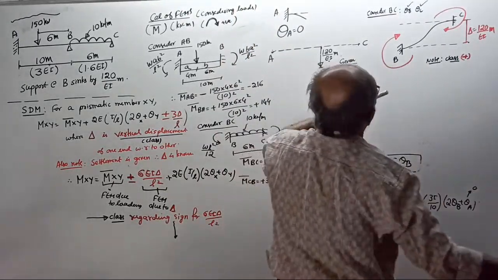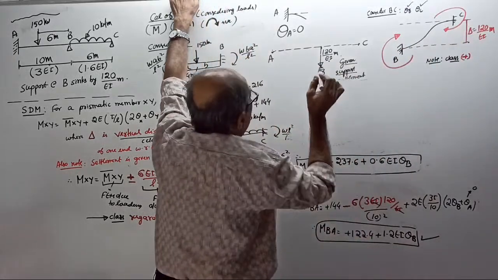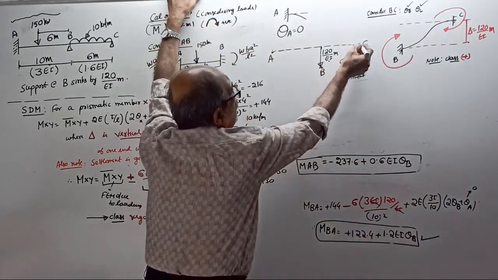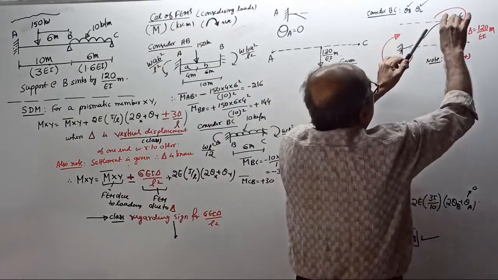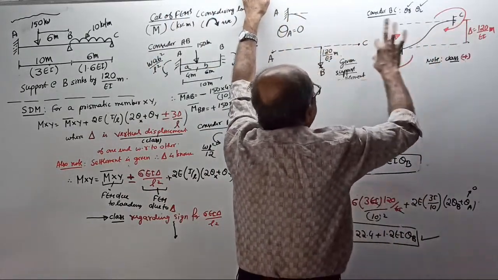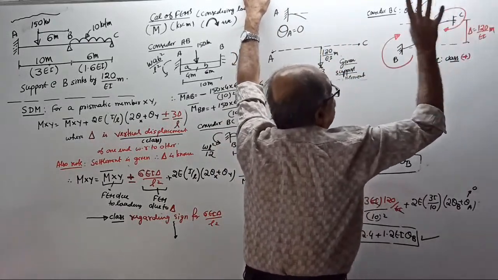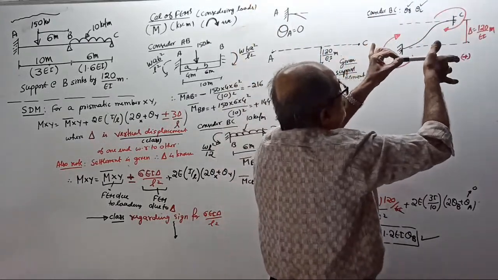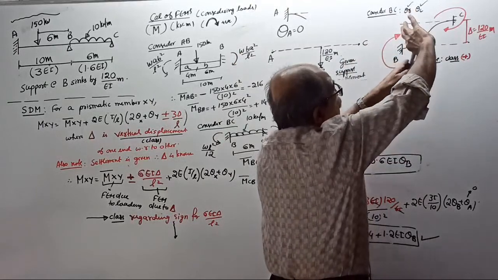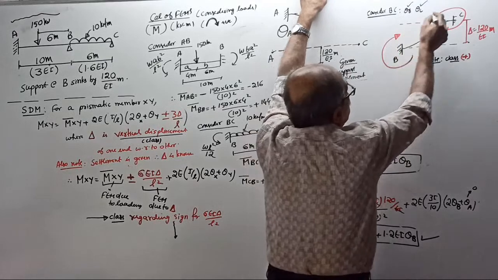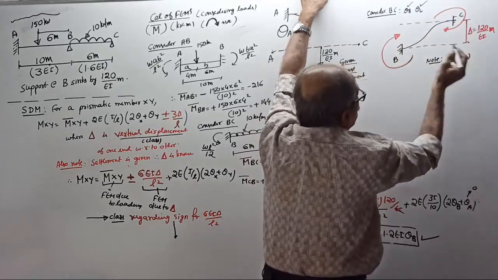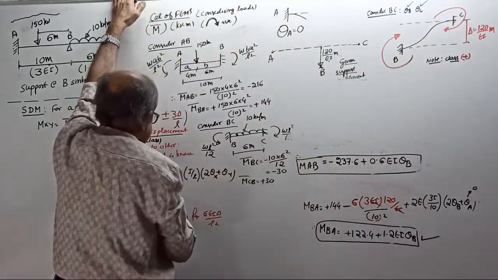Okay, now see there. When you consider BC, B is lower level, C is higher level. So therefore, it is this way. Delta is once again this distance, 120 by EI meter. This time, because it is this way, FPMs are clockwise. So class, both FPMs clockwise, use positive sign for this term.